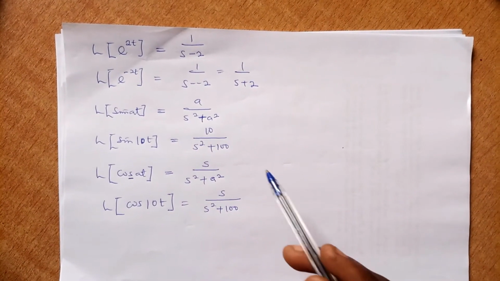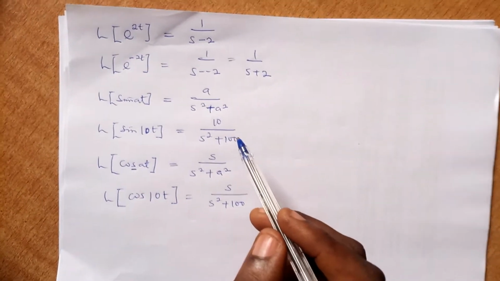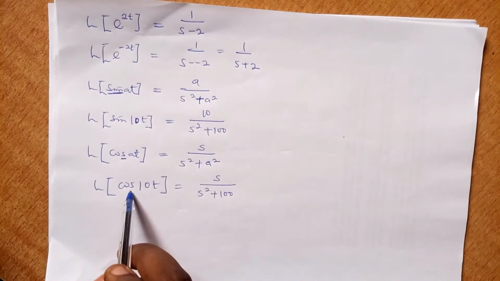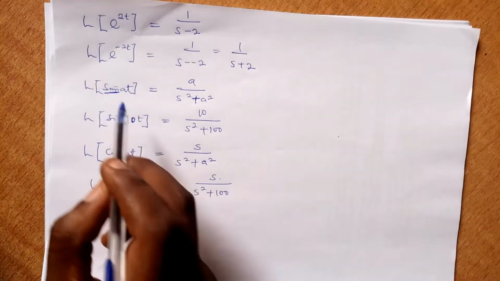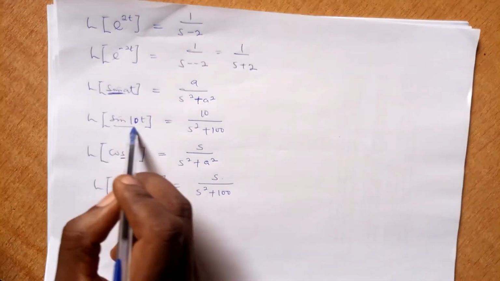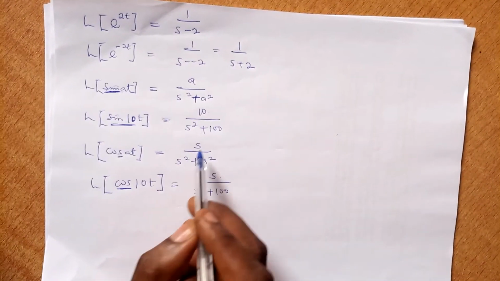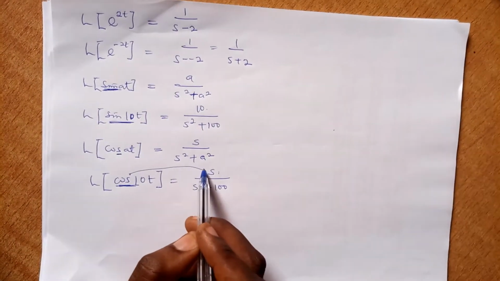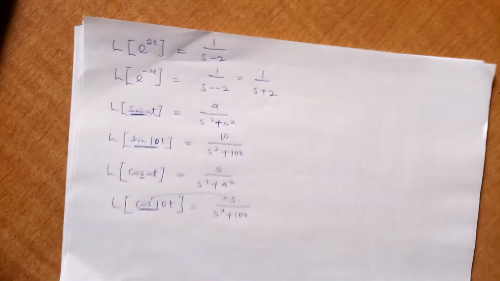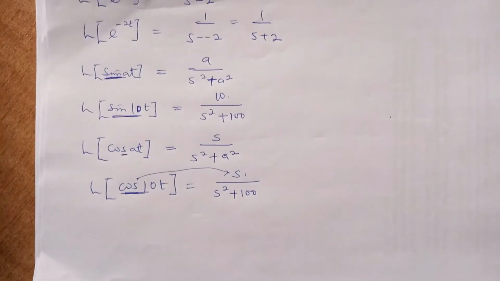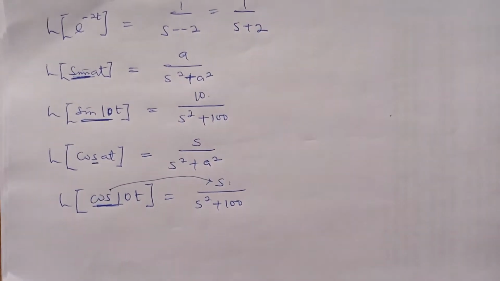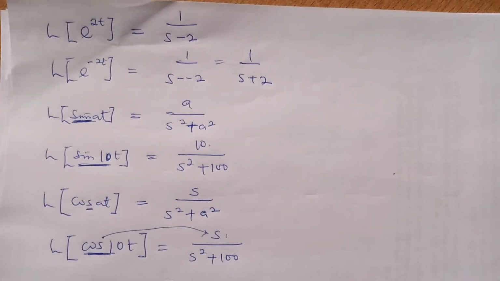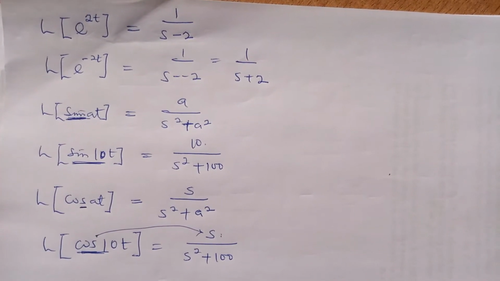Please take a look at this again. Look at it very well. If it is sine, then it's a. If it is cos, it is s. If it is sine 10t, you have 10 over. If it is cos, you have s at the front. Okay, that will help you to remember. So we've considered sine and cos. Now look at that again. So today we are going to continue with Laplace transform of hyperbolic functions.